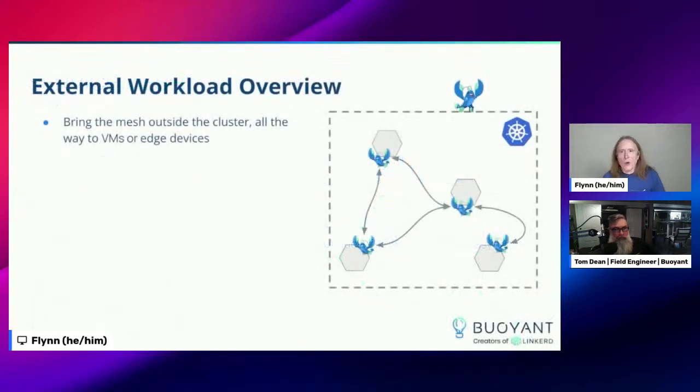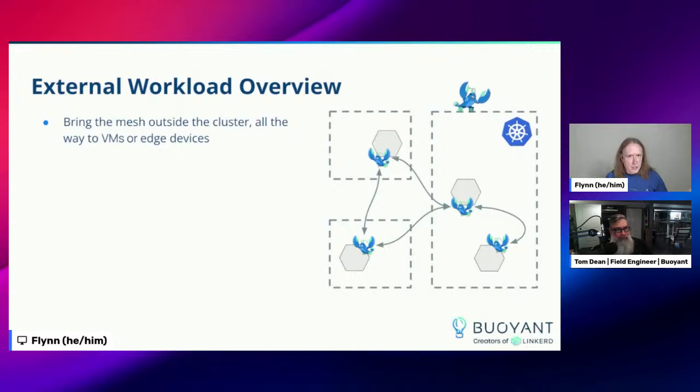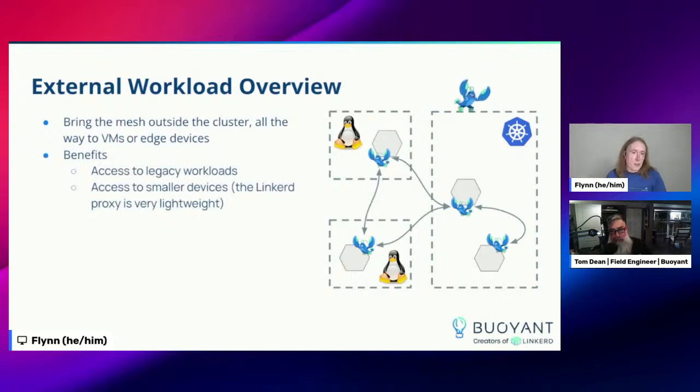So the whole point of external workloads or mesh expansion is you want to bring your mesh outside your cluster. So it looks like this, where you've got your cluster and you've got some workloads. In our case, you've got Linux boxes, and the mesh extends all the way through that whole thing. There are some real benefits to this. You can deal with legacy workloads that are not ported over to Kubernetes yet, or might be very difficult to port to Kubernetes.